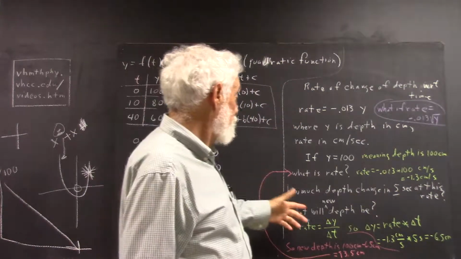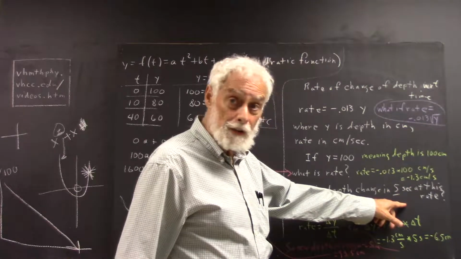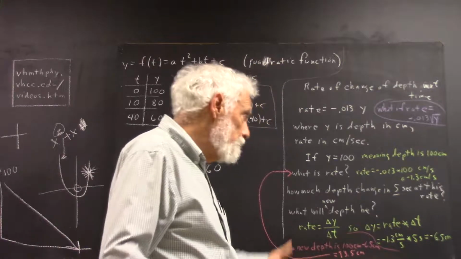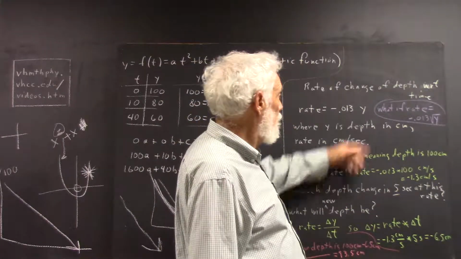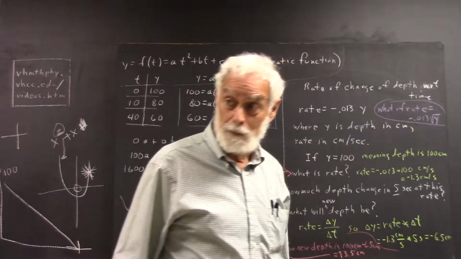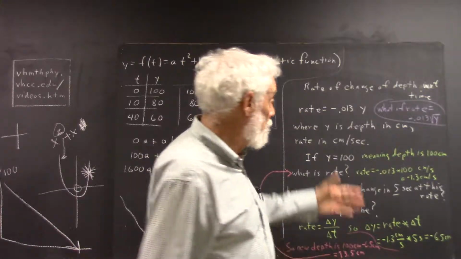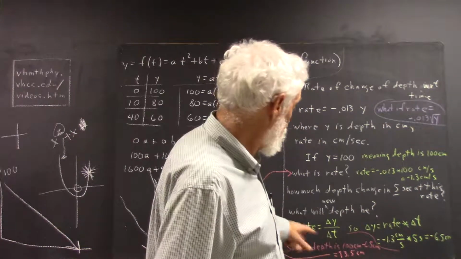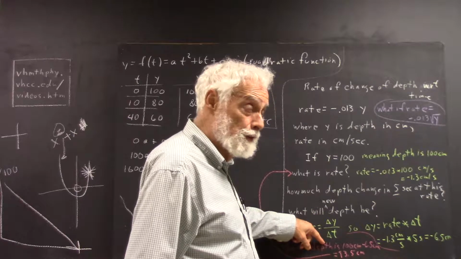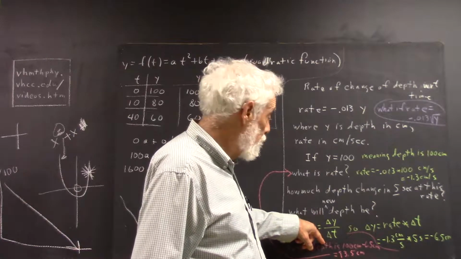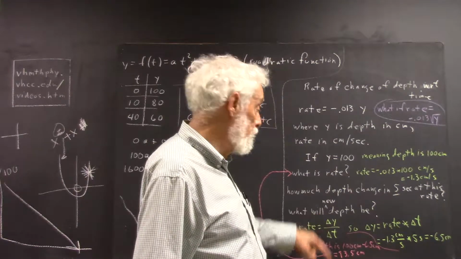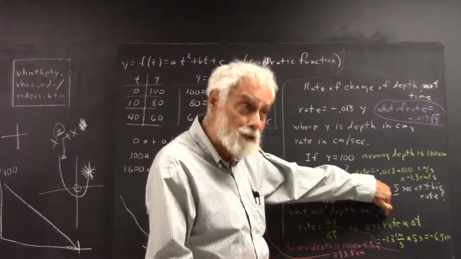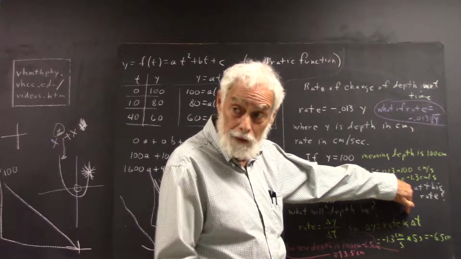Okay, now, if this continues for 5 seconds at this rate, how much is the depth going to change? Well, the rate is the rate of change of depth with respect to clock time, right? And you want to find the change in the depth. Well, the rate is change in y over change in t, right? So the change in y is going to be the rate of change of y with respect to t multiplied by the change in t.